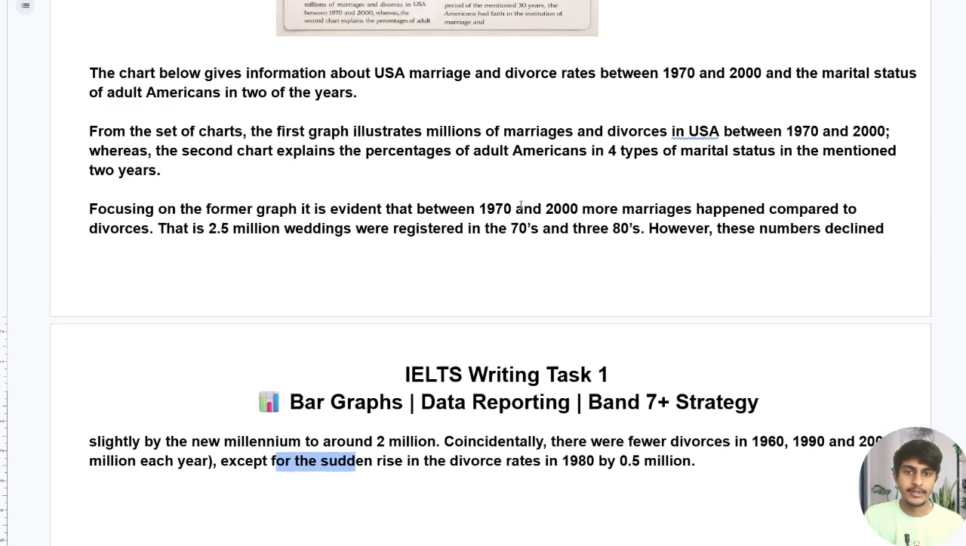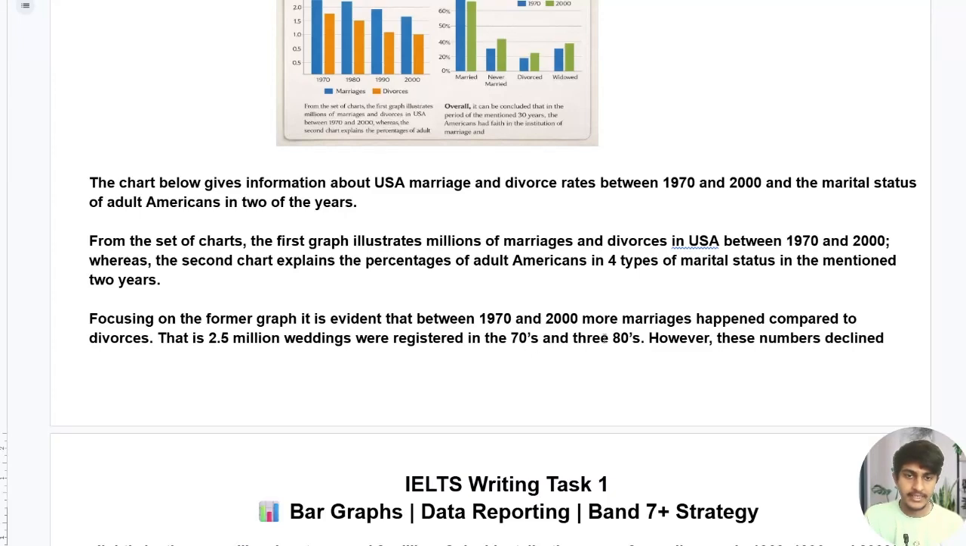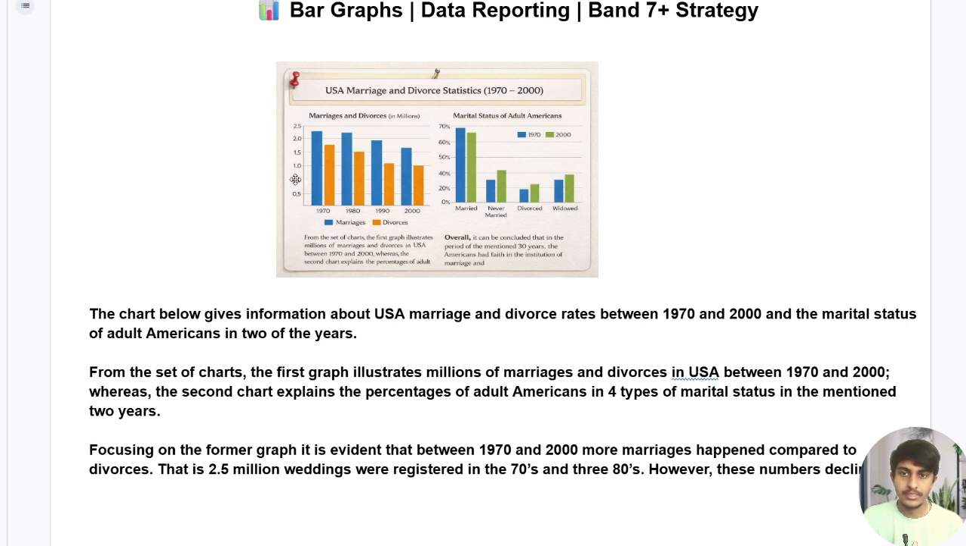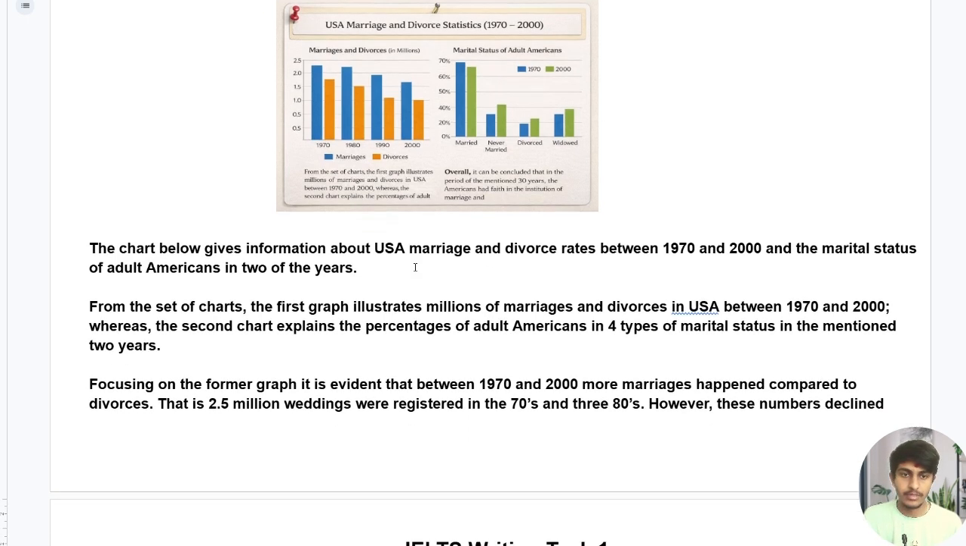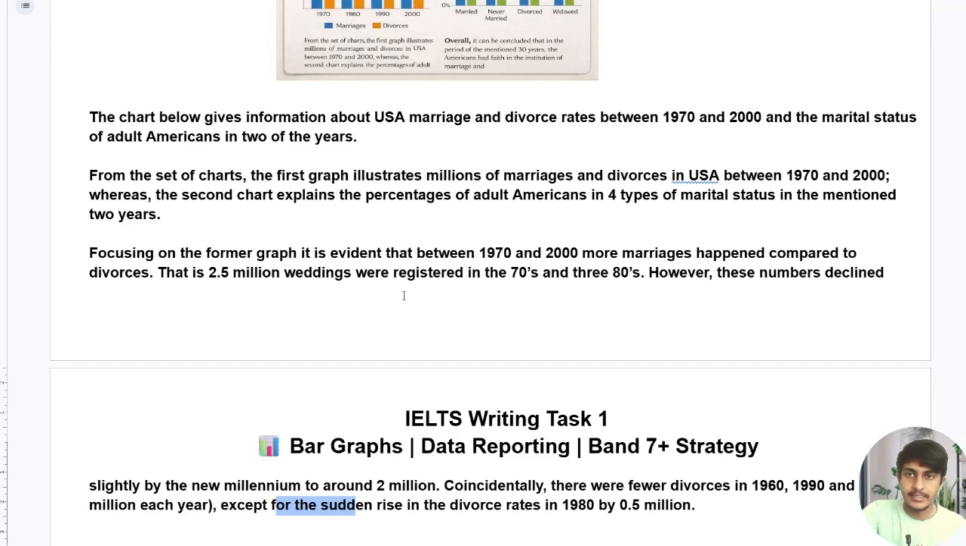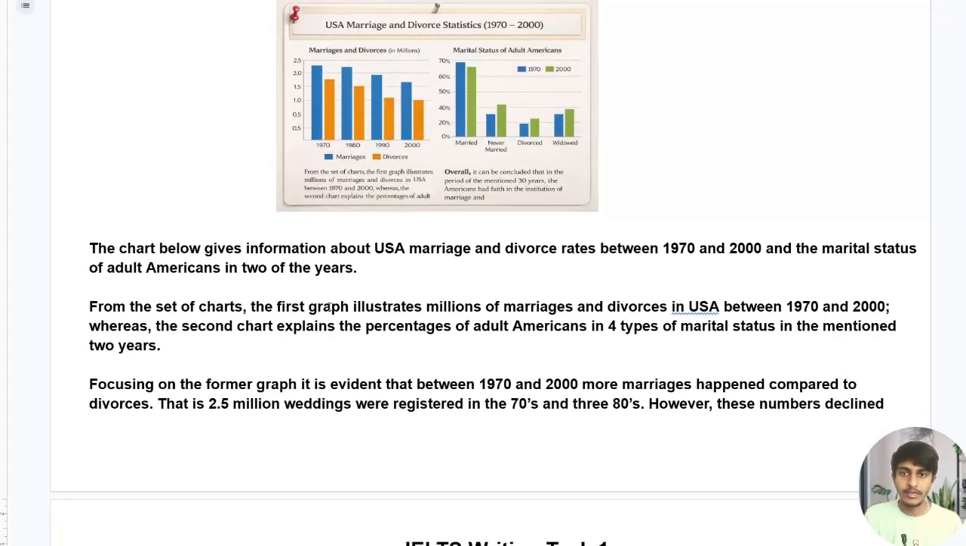So here, 1970 to 2000, the 70s and 80s, however, the declines each have 1 million. So you can see each has 1 million also. Here in 1970, 1.5 million, then 1.25, then 2.5, and 2000 in exactly 1 million. So here it is across 1 million each year, 1970, 1990 and 2000.